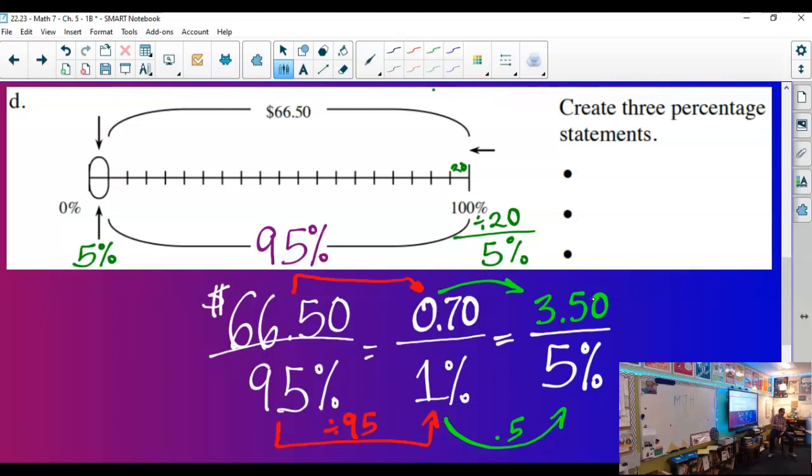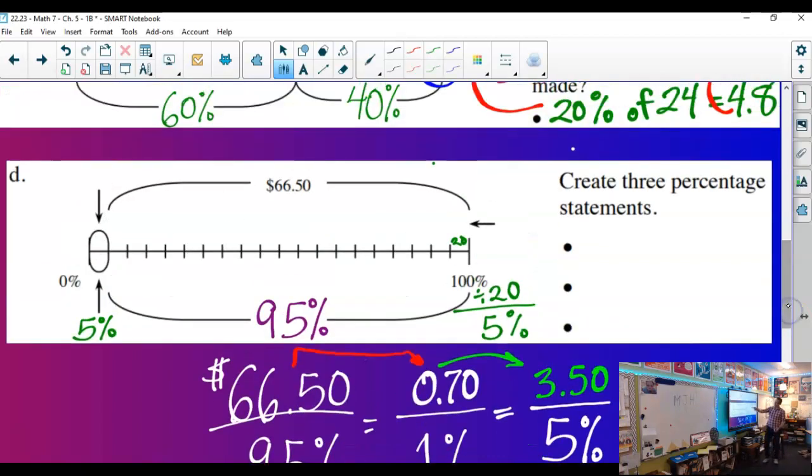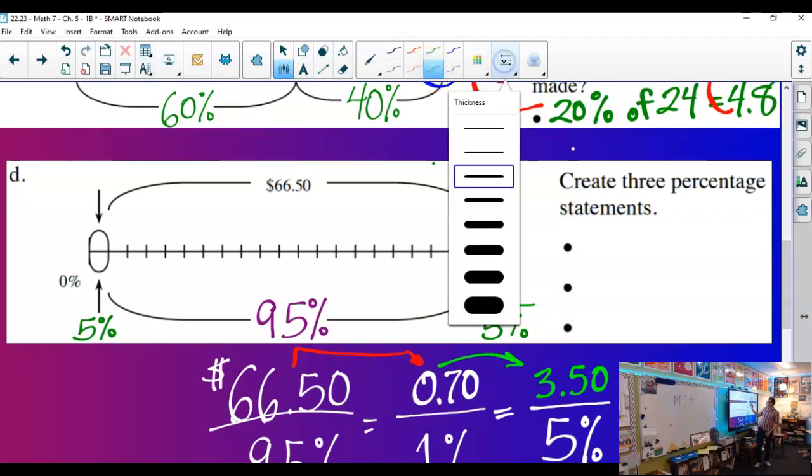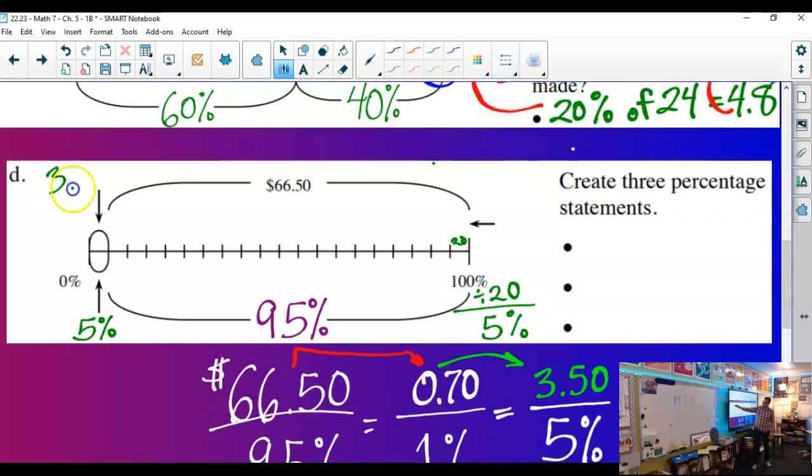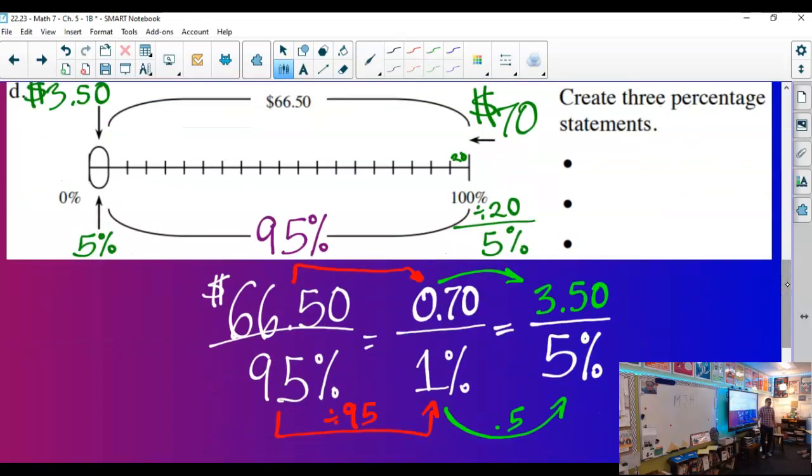Willie? So, to get the total, would you just add 3.50 onto 66? Yeah, so what we're saying is out here, this region must be $3.50 because that's what we just calculated as the 5%. And there's other ways we could get there. But yeah, so 67, so 70. Oh, that makes sense. Because if 1% is 0.70, that makes sense.